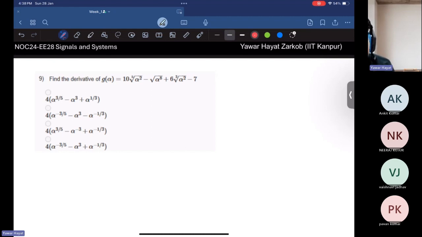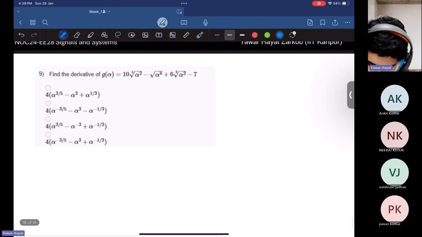Are you all able to access the chat window? Can you at least write yes? I'm sure about Neeraj and Ankit, but other people? Okay, fine.